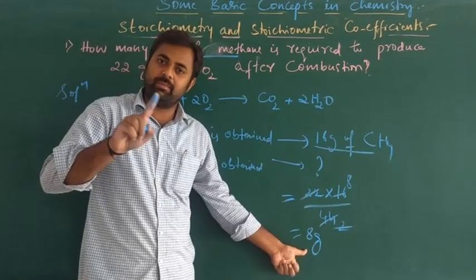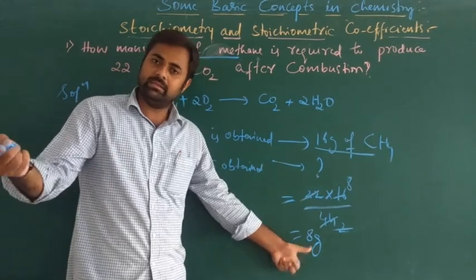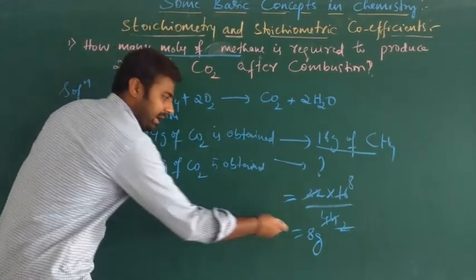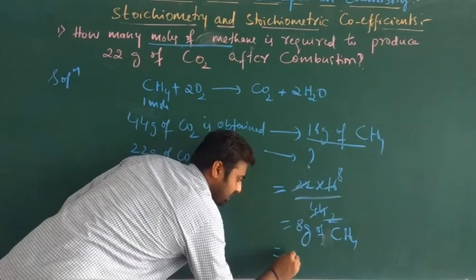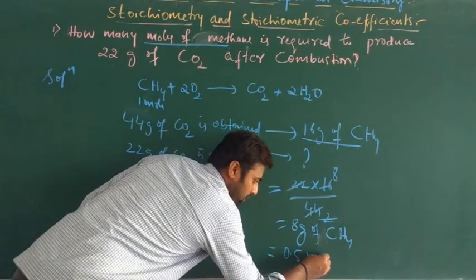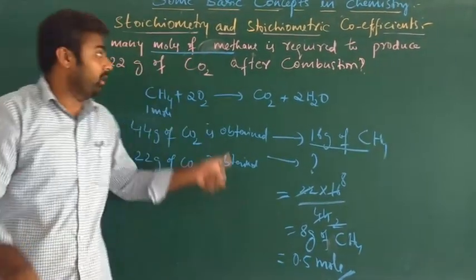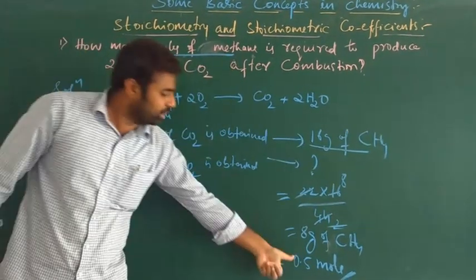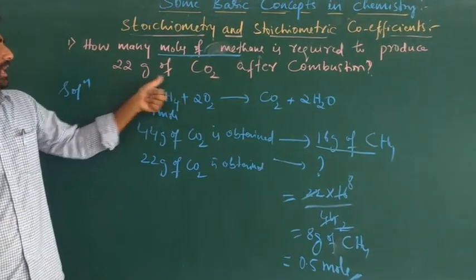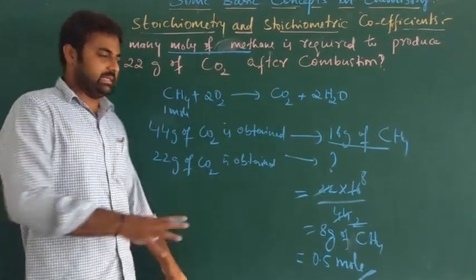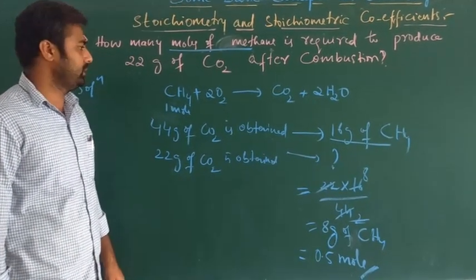16 grams of methane equals 1 mole. What about 8 grams? 8 grams of methane means half of it, so you can take it as 0.5 mole. Simple, right? How many moles of methane? 0.5 moles of methane is required to produce 22 grams of carbon dioxide after combustion. And this is the solution for this question. Okay, understood?